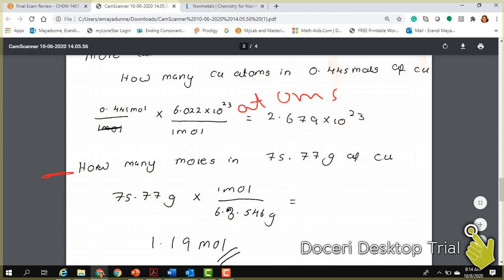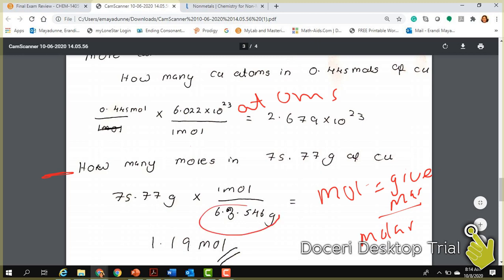To find the moles, always take the given mass and divide by the molar mass. Here the given mass is 75.77 and the molar mass is 63.456. You may wonder where you get it. It's from the periodic table.